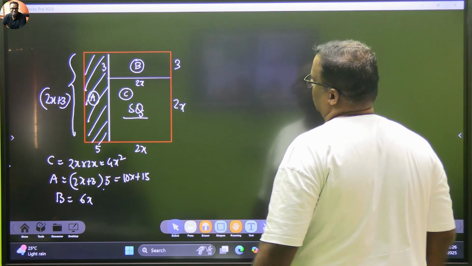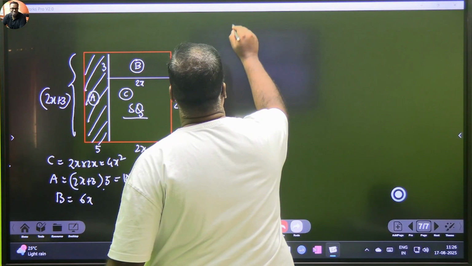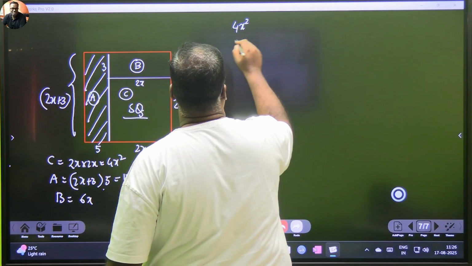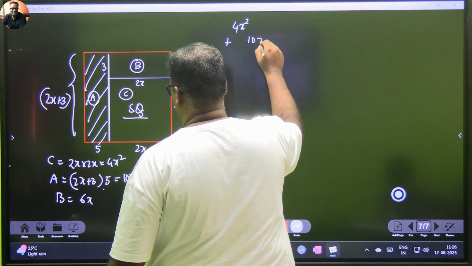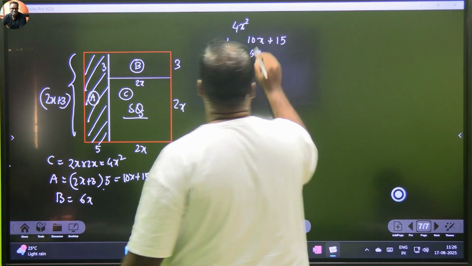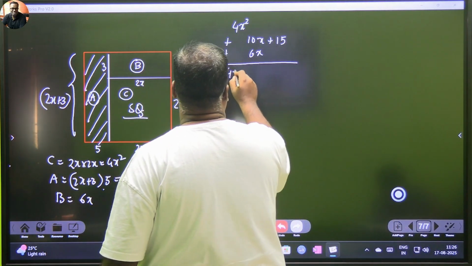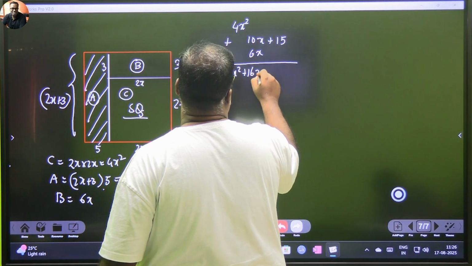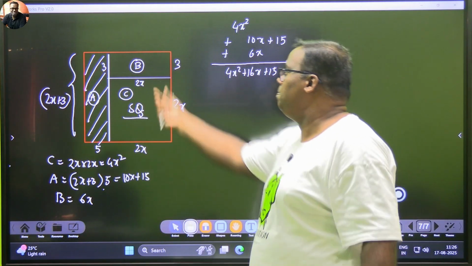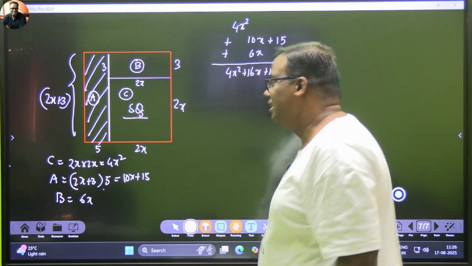Don't worry. Now let's see the overall area. What is the overall area we have got? 4x square will be added with 10x plus 15, and we should also add a 6x. These are the three things that we have got. So our total area should be how much? 4x square plus 16x plus 15. Now we will add the whole ground.